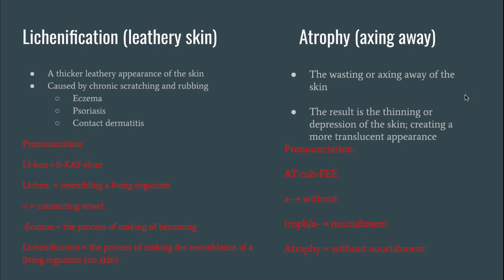Next, we have atrophy, which is wasting away. Another simple way to remember it. Atrophy is the loss of tissue or muscle within the body. The result of atrophy is decreased muscle mass and strength, and this leads to weakness and being unable to use the body. Atrophy can be caused by aging, genetics, lack of use, or diseases as well. The appearance is thinning or depression of the skin. This may create a more translucent appearance within the skin as well.